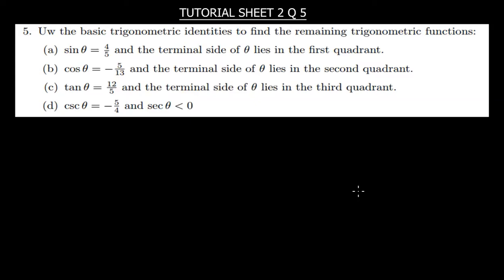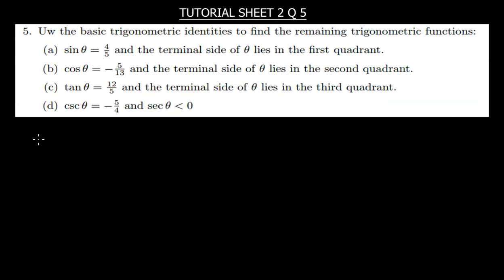Hi everyone, so this is question 5, tutorial sheet 2. Then the question says use the basic trigonometric identities to find the remaining trigonometric functions. So on this question, it's a little bit straightforward.